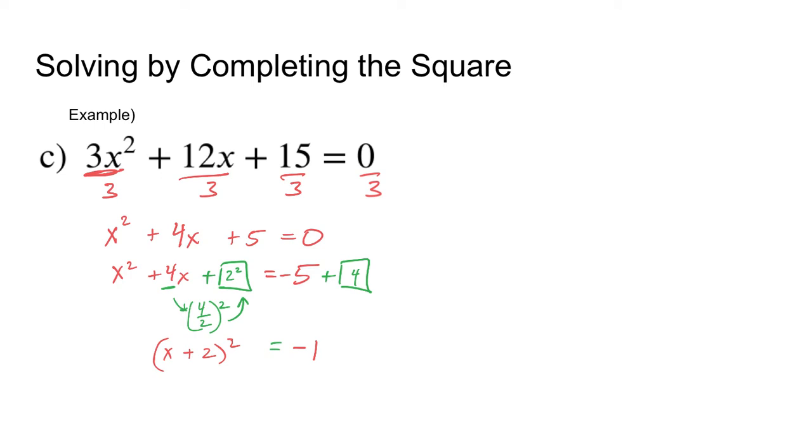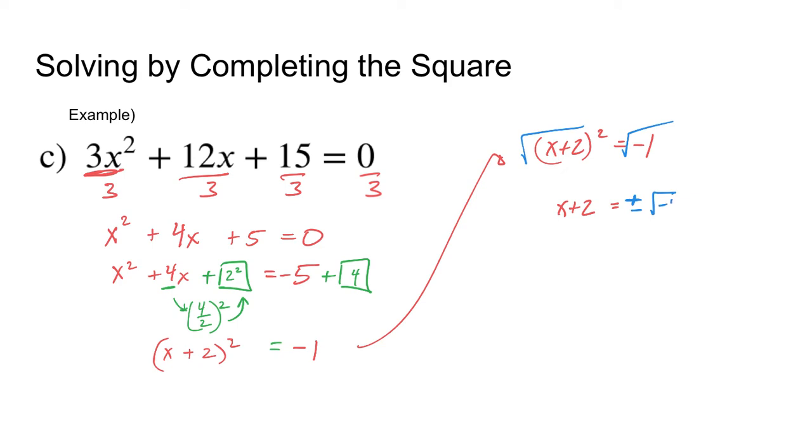Now, I know what you're thinking. You can't square something and get a negative value, and that was true. But remember, we talked about complex numbers. So when we have x plus 2, the quantity squared equals negative 1, we can take the square root of both sides, no problem. We get x plus 2 on the left side, and we get plus or minus the square root of negative 1 on the right. Remember, that means plus or minus i.